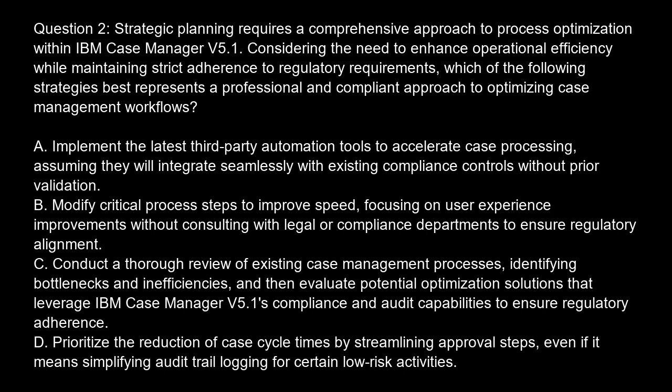Option A. Implement the latest third-party automation tools to accelerate case processing, assuming they will integrate seamlessly with existing compliance controls without prior validation. Option B. Modify critical process steps to improve speed, focusing on user experience improvements without consulting with legal or compliance departments to ensure regulatory alignment.